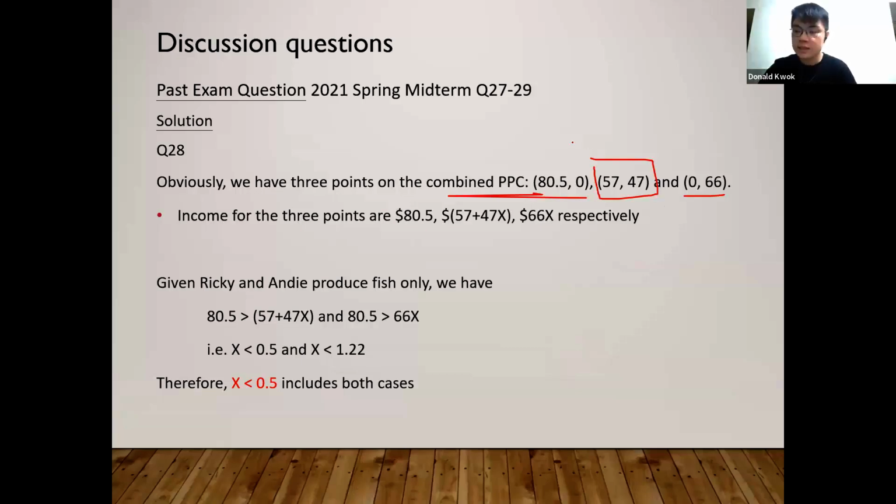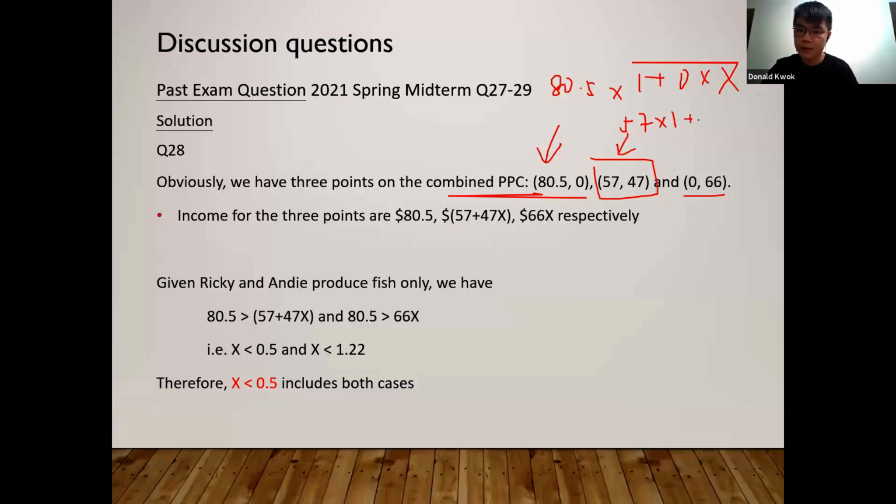So at the x-intercept, the income would be 80.5 times 1 plus 0 times X, because the price of fish is $1 while the price of vegetables is X dollars. While at the kink point, it would be 57 times 1 plus 47 times X. And finally, at the y-intercept, it is 0 times 1 plus 66 times X. And this is how we can obtain the income at these 3 points.